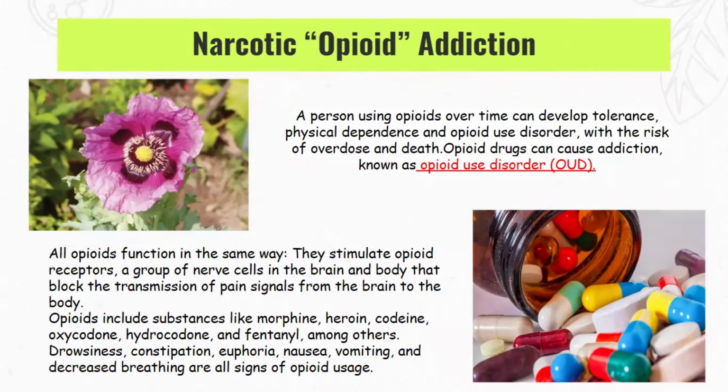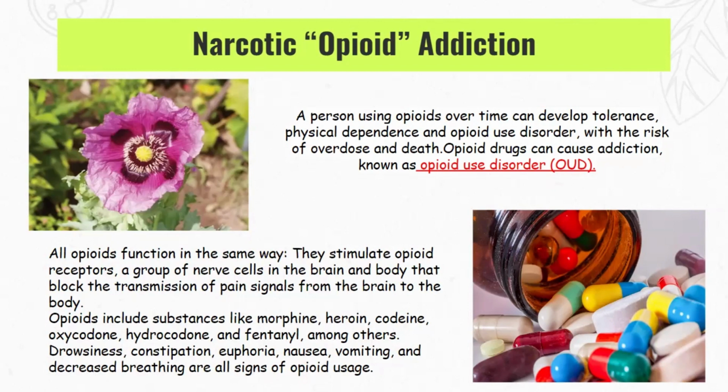So we'll be looking at narcotic addiction on this slide. A person using opioids over time can develop tolerance, physical dependence, and opioid use disorder with the risk of overdose and death. When a person uses opioids up to a point where it becomes an addiction, the diagnosis is considered opioid use disorder.